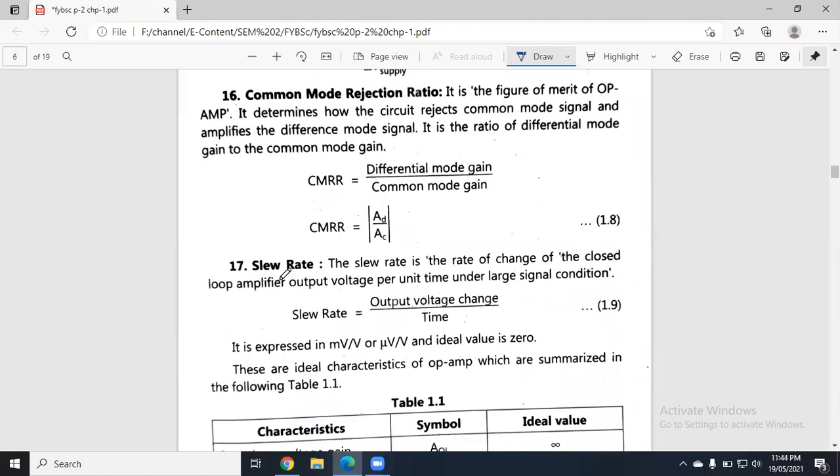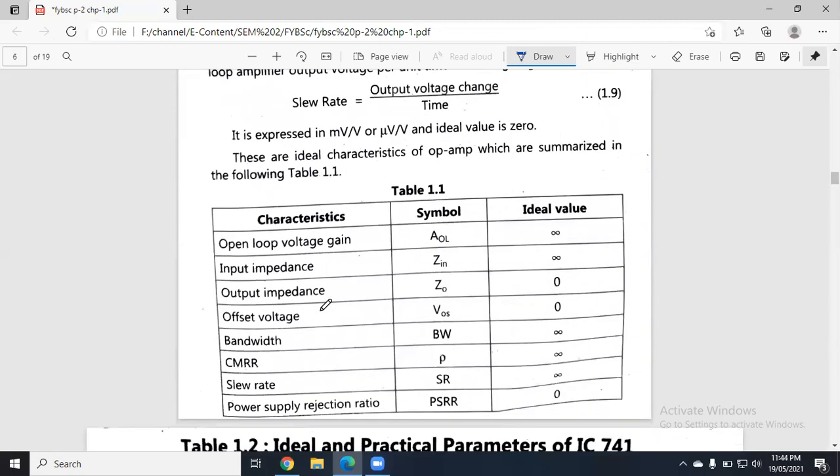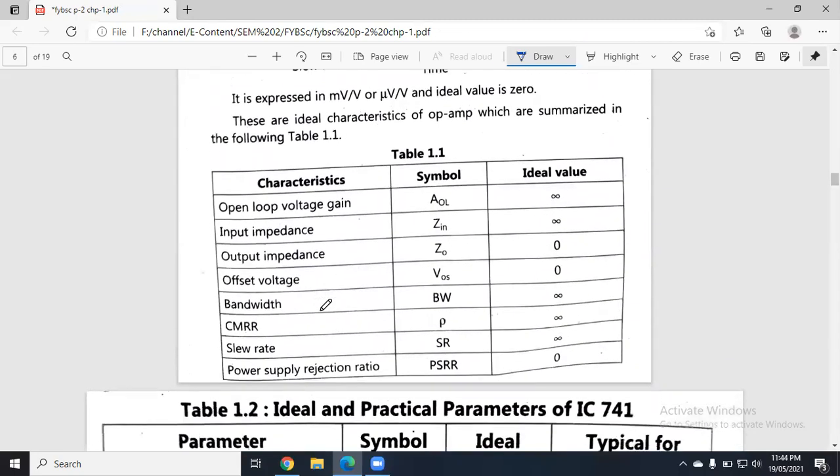After that, we have slew rate. What is slew rate? This is also important. Mark it. The slew rate is the rate of change of the closed loop amplifier output voltage per unit time under the large signal condition. Slew rate is defined as output voltage change per time. Okay. So these are the characteristics of op amp. Now we'll see those characteristics in tabular format. Whatever we have seen till now, we'll see in table format.